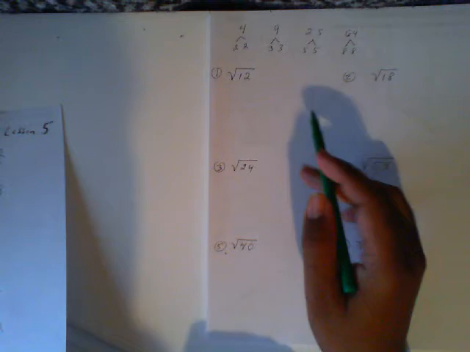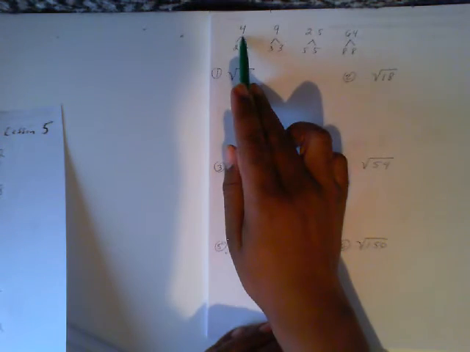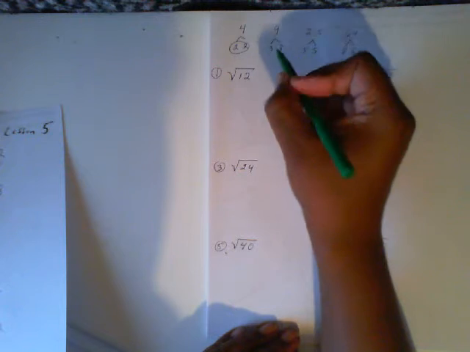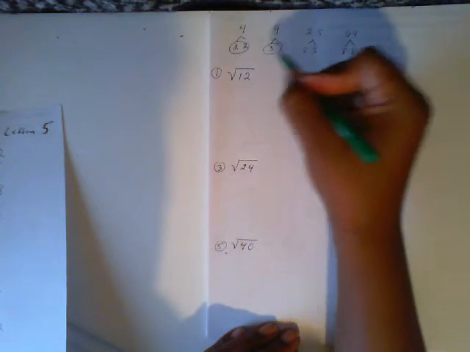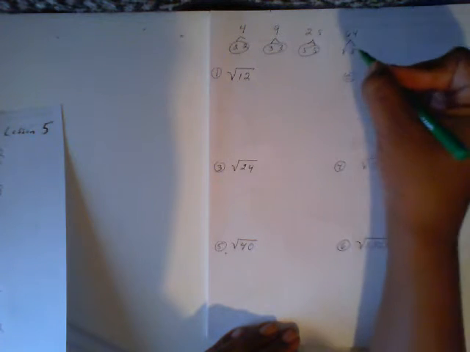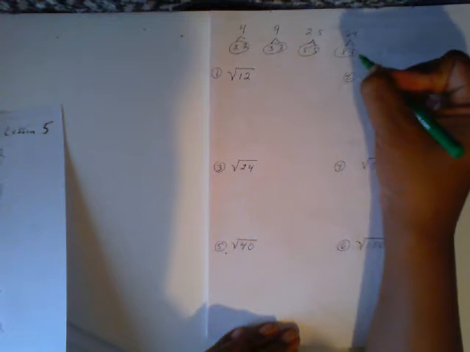Now, let's deal with simplifying by finding perfect roots. Perfect roots have pairs. 4 can be found by getting a 2 times 2. A 9 is the perfect pair of 3. 25 is the perfect pair for the pair of 5s, and 64 is 8 times 8.